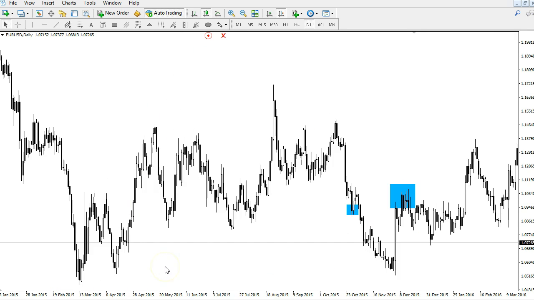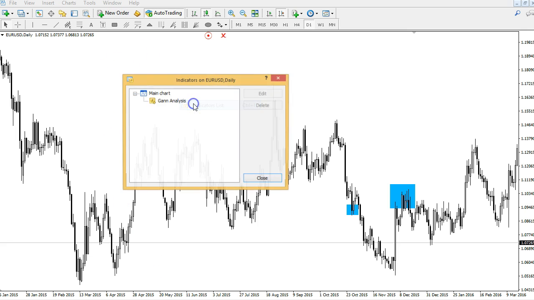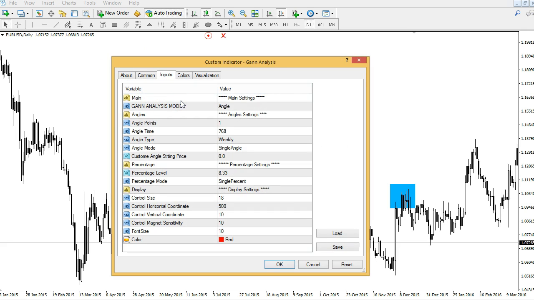It takes a long time to understand how Gann angles work and how the calculation comes for weekly, for daily, or for monthly, and how I can do that in MT4 and use it to forecast the future moves. So I have here the Gann Analysis Indicator, which is available in the MQL5 market.